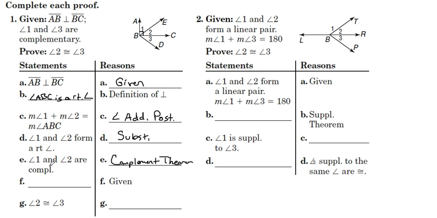Okay. The letter F, statement F, we also have to repeat something that's given, and the thing we haven't addressed yet is angles 1 and 3 are complementary. And then we can say angle 2 is congruent to angle 3 because of the theorem that states angles complementary to the same angle are congruent.